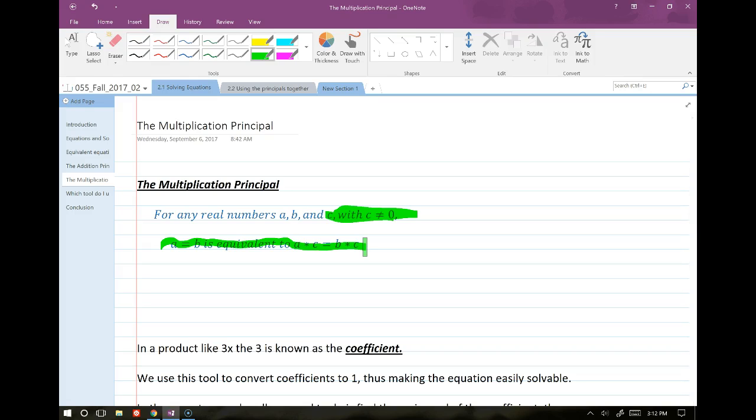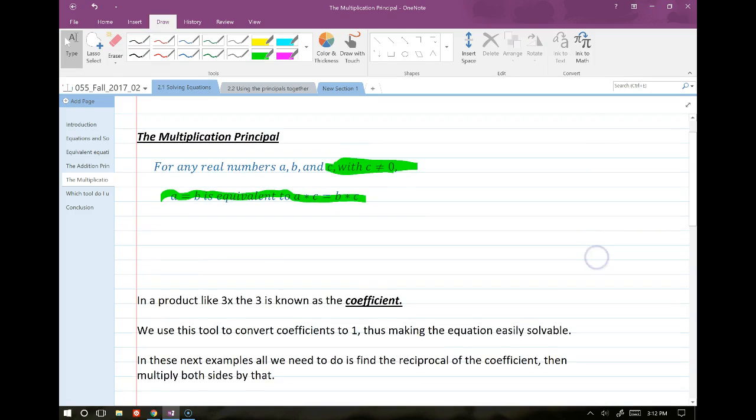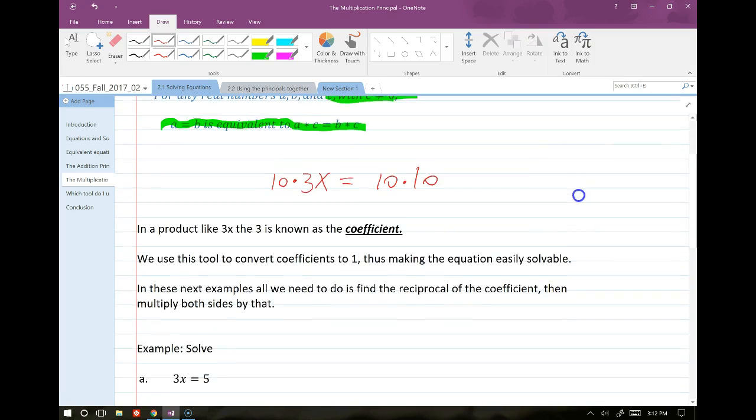What this is basically saying is that you can multiply both sides of the equation by anything you want as long as it's the same thing, and it maintains the equation. So if I wanted to, not that this would do me any good, suppose I had 3x equals 10. I could multiply both sides by 10 and this equation would be fine. I wouldn't solve anything using this method because it's useless, but that's the theory here. You can do that and it maintains the equality.